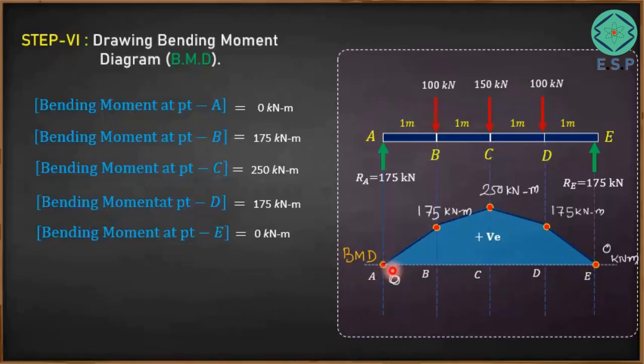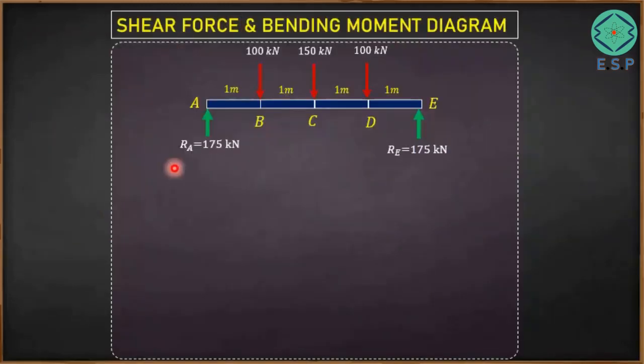So this way you can follow the 6 steps I have mentioned to draw the shear force diagram and bending moment diagram. So this is the free body diagram of the beam, where I have represented all the forces acting on the beam. Now these vertical lines represent the various points on the beam, and now I am going to show you the shear force diagram and the bending moment diagram in a single picture.